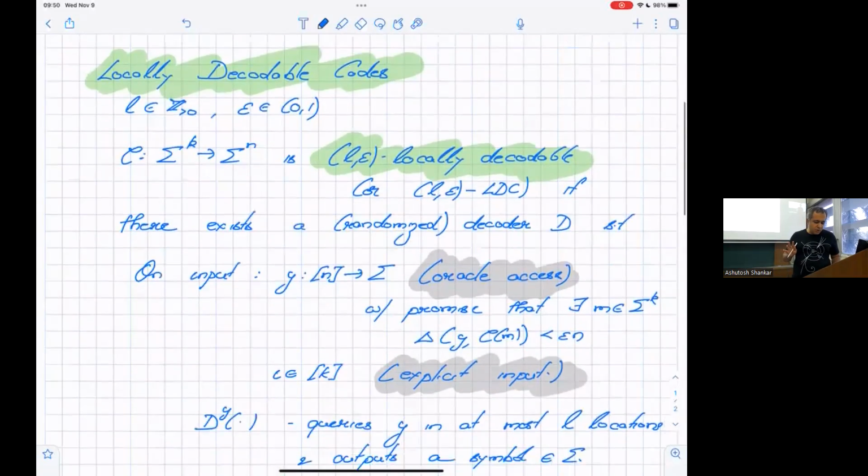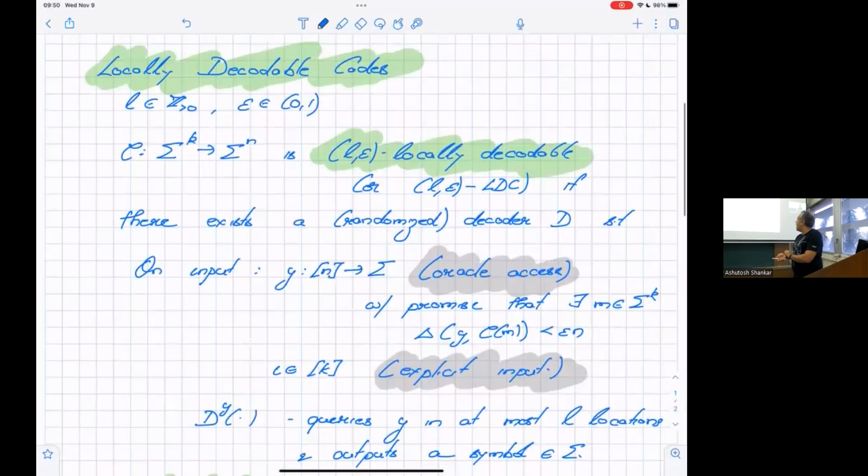Our main goal today will be trying to understand how small this locality can be. The locality L is the locality of the locally decodable code. Of course, if L is N, then that's trivial, we are basically reading the entire code. I want to make L as small as possible, something like a constant. That's going to be the goal.